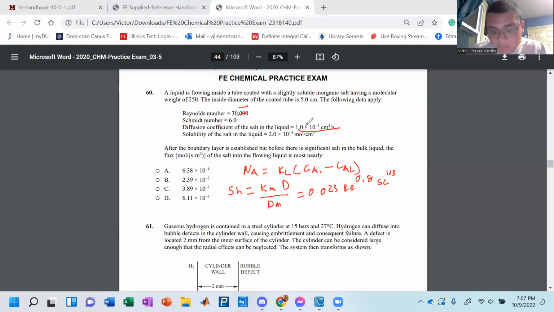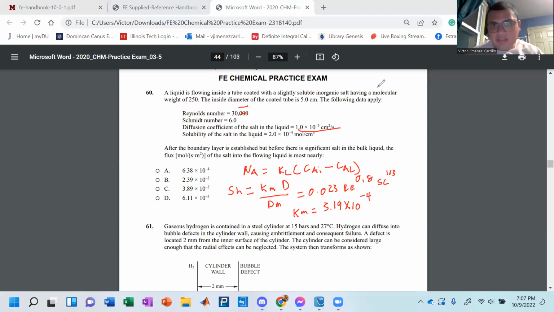You have to keep in mind that as long as the diameter is also in centimeters, you don't need to convert the centimeters of the diffusivity constant, and you can solve for Km. I'm not going to write it all down, but Km ends up becoming 3.19 times 10 to the power of -4, which is good. So we found Km. Now, Km is KL.